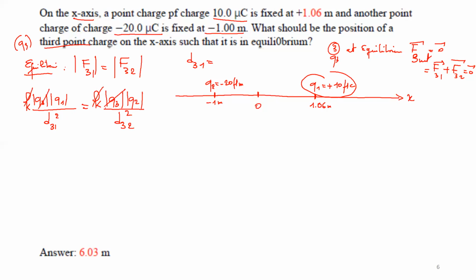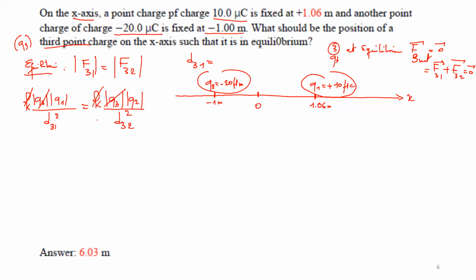Absolute value of Q3 will cancel. Okay? Whether Q3 is positive or negative, it doesn't matter, because there will always be a position at which I will have a repulsive and an attractive force, because these Q1 and Q2 have different signs. So basically, I have a possibility to be at equilibrium at that distance. Okay, now, what is D13?